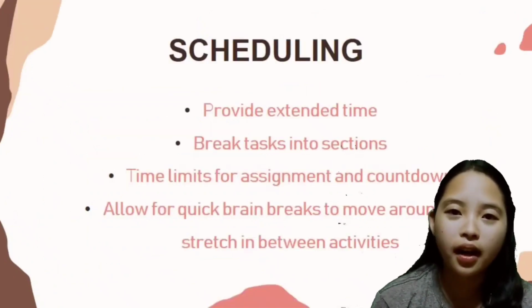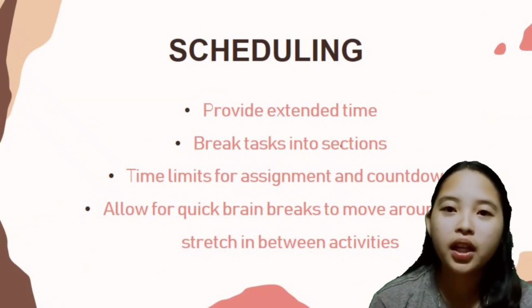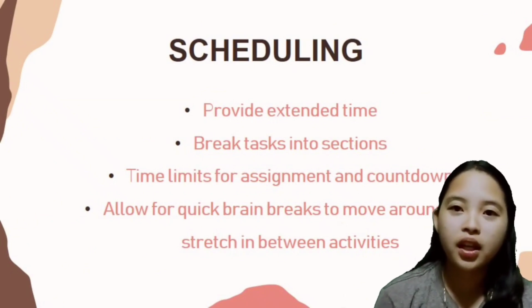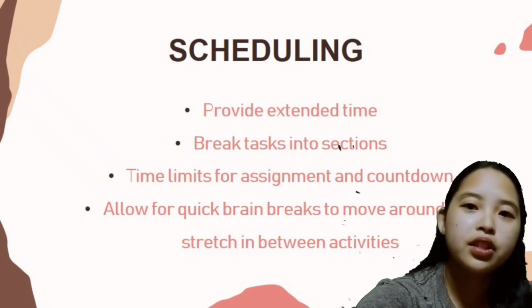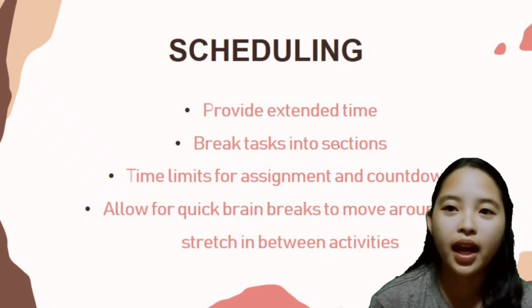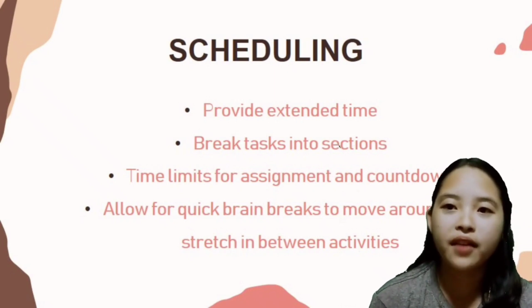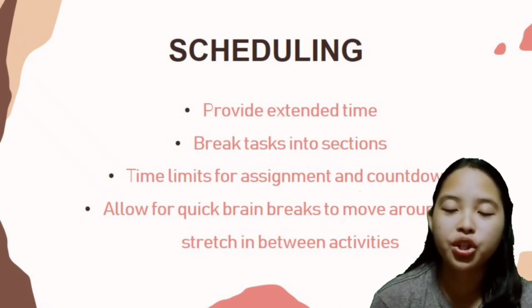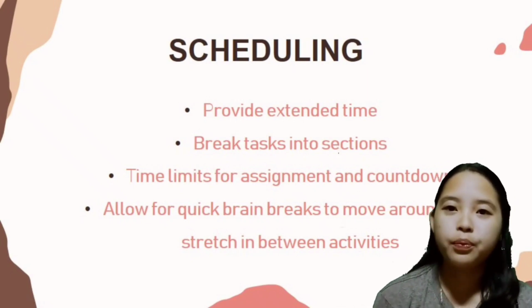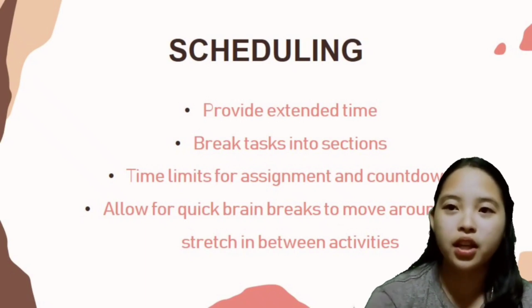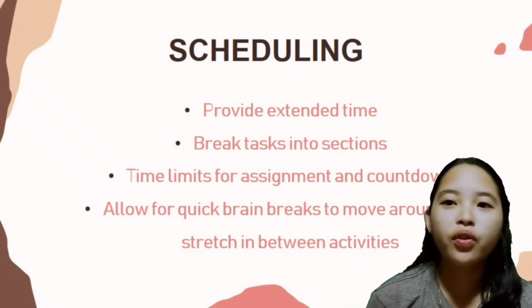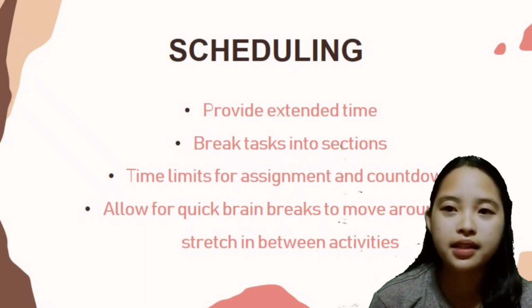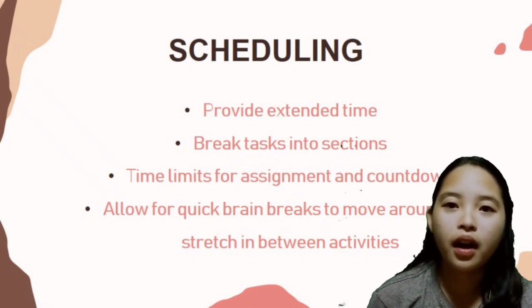And the next type of accommodation is scheduling. First, provide extended time. Since the students have been diagnosed with ADHD, the activities should have extended time because they have difficulties sustaining their attention with it. Next is break tasks into sections. This will help you avoid stress and procrastination. People who procrastinate often comment that they will wait until the last minute. They feel overwhelmed and the task seems insurmountable.